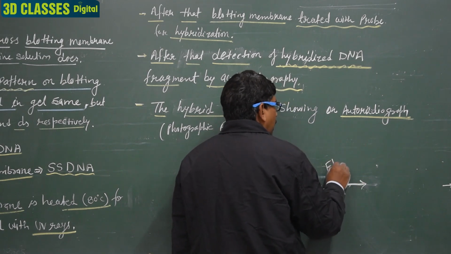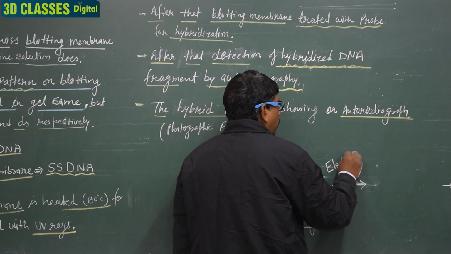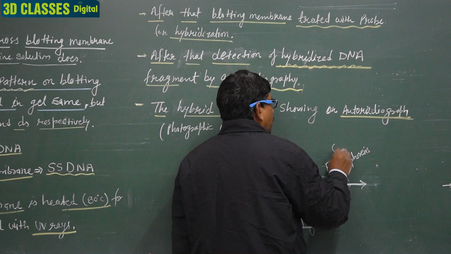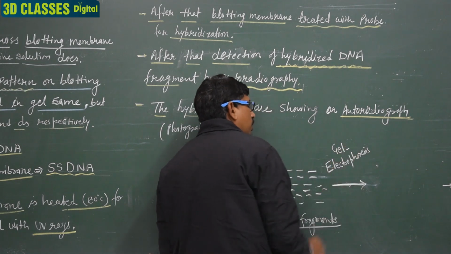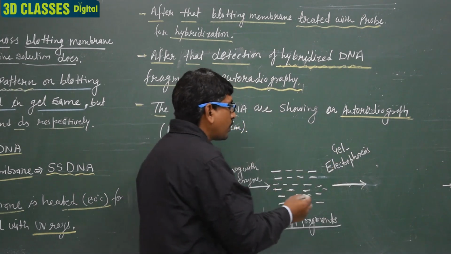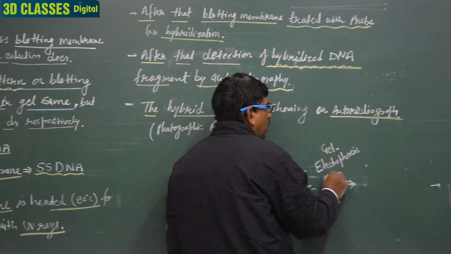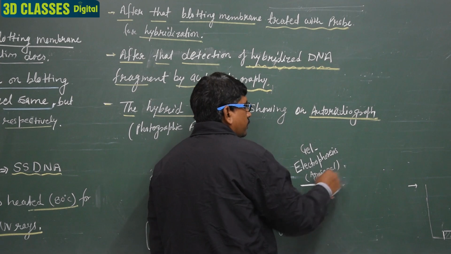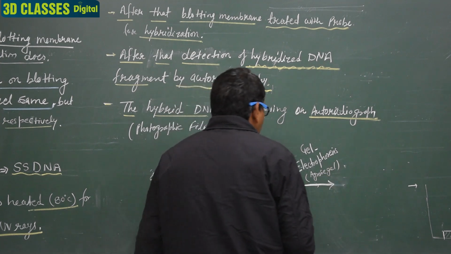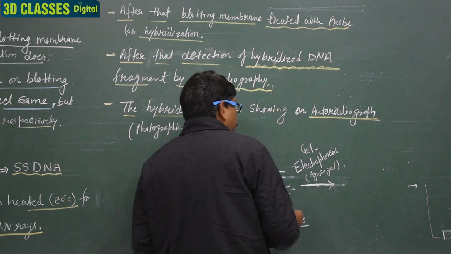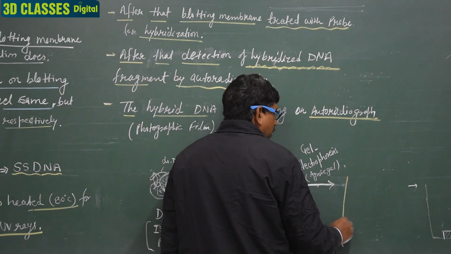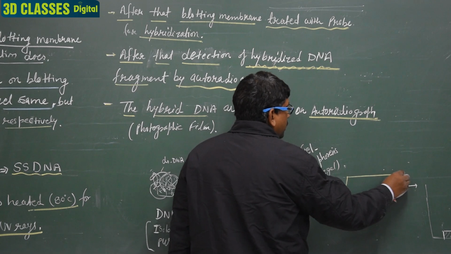So, electrophoresis, which is known as gel electrophoresis. And we are utilizing here agarose gel. Which gel? Generally agarose gel. And in the gel we obtain the DNA pattern like this.